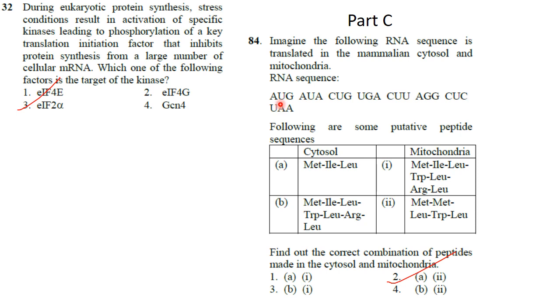So first one AUG, it is methionine, natural. So AUG, AUA, CUG, then comes stop codon. So 3 amino acids will be synthesized. So for cytosol it will be A. Then for mitochondria, this one will be methionine. Then AUA is also methionine. Then UGA is tryptophan. Then AGG is stop codon. So 1, 2, 3, 4, 5 amino acids will be synthesized. So it will be option 2. So the answer is option 2.